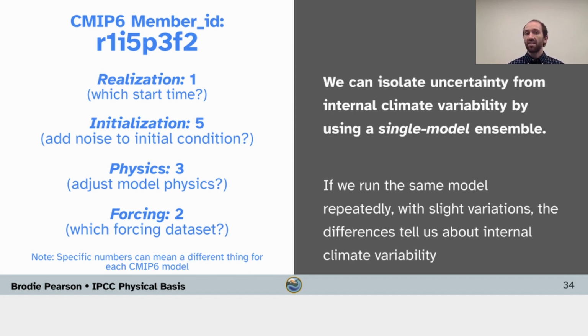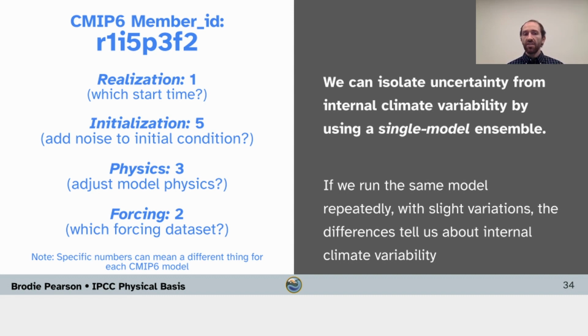So they're things that we don't want to adjust between ensemble members if we're trying to look at internal climate variability, because we'll also see variability due to the changing physics or the changing forcing in those situations. So to investigate and isolate internal climate variability, we can take a set of CMIP6 simulations from a specific model that have different realizations and or initializations, the numbers associated with those, and create an ensemble that way.